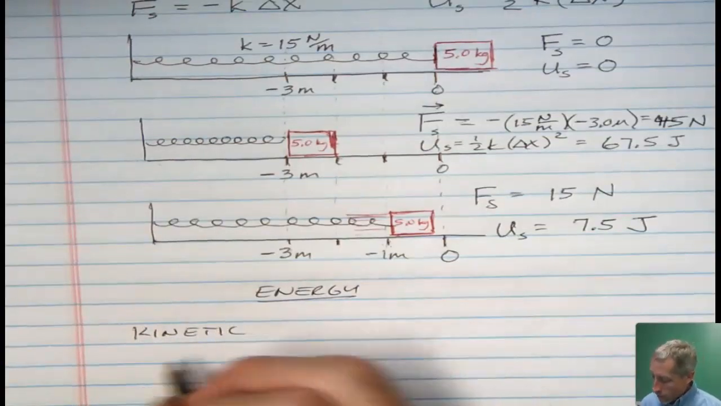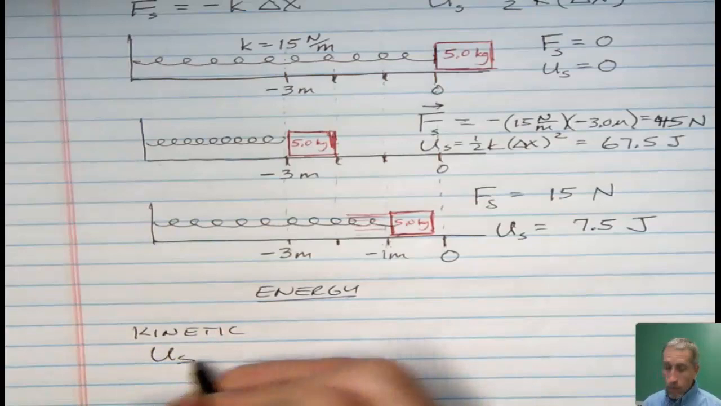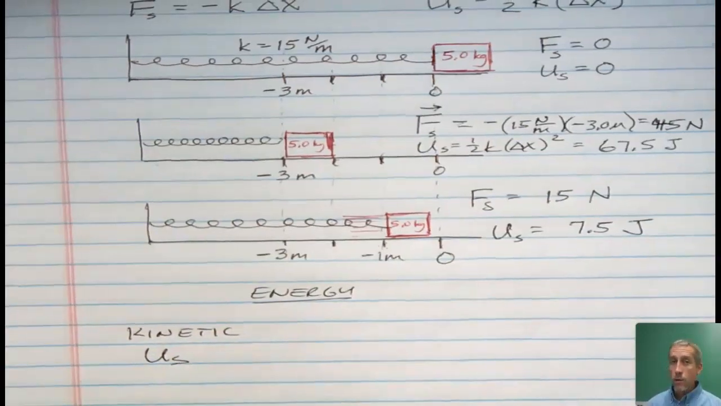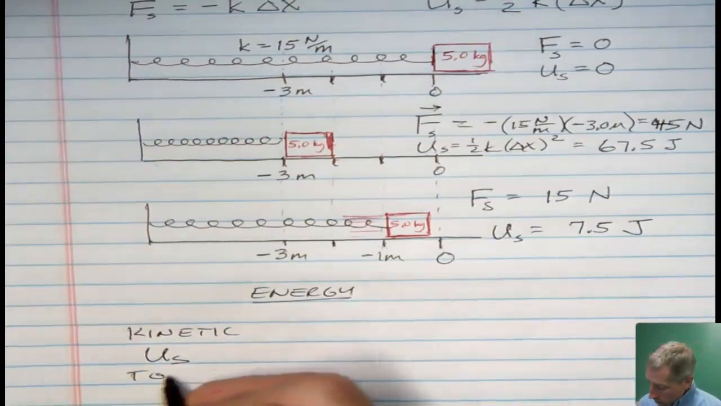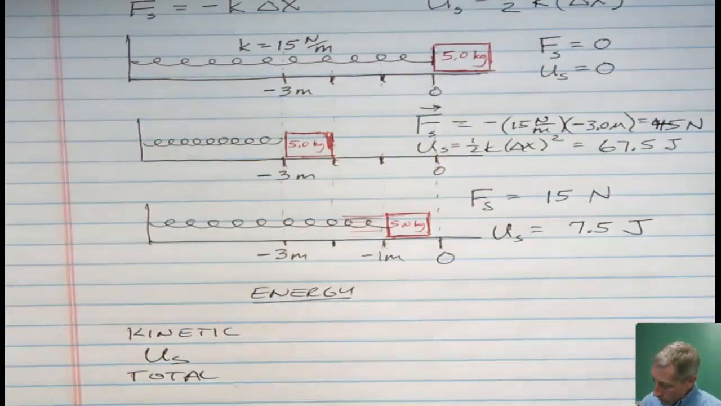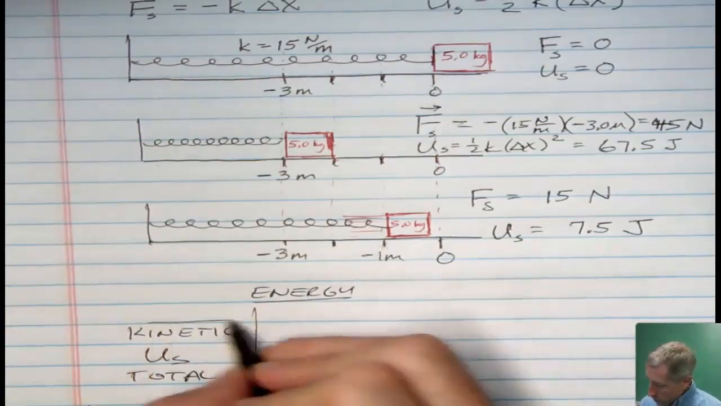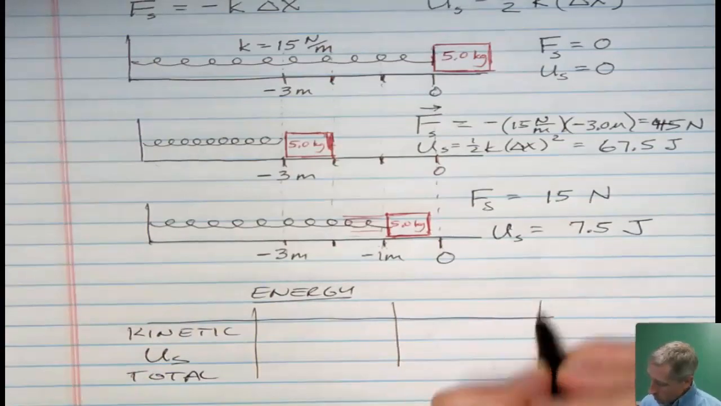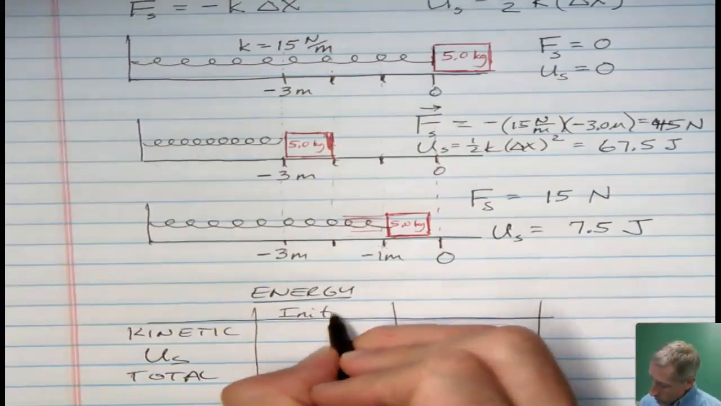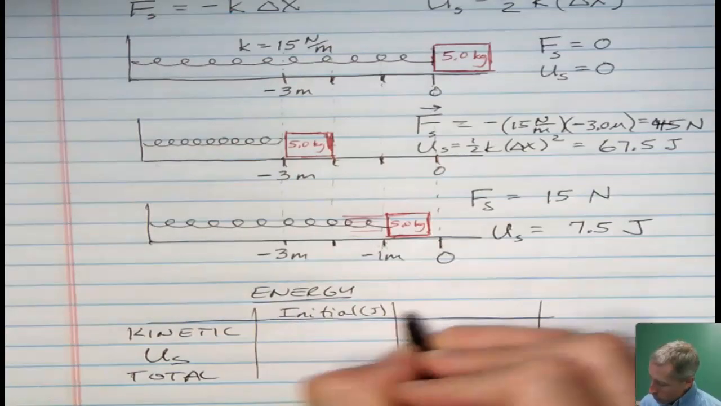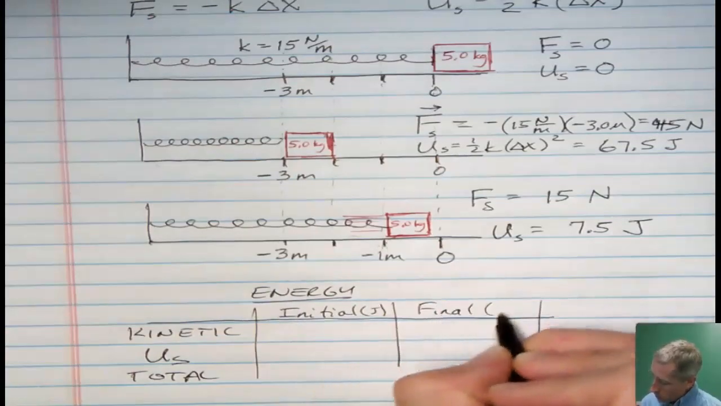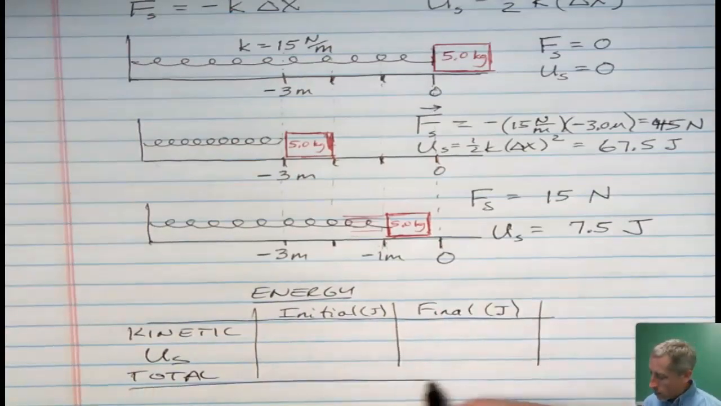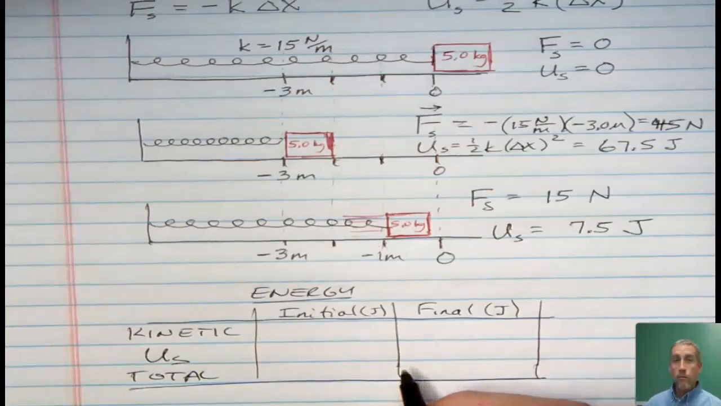I've got kinetic, and I've got spring potential energy. I'm not going to include gravitational potential energy in this problem because I have no changing gravitational potential energy. And I'm going to have a line for the total as well. So I make a table for my initial values. These will all be in joules. And then my final value. It doesn't have to be initial and final as if everything's done, just initial and final for the part of the problem that you're asked about.